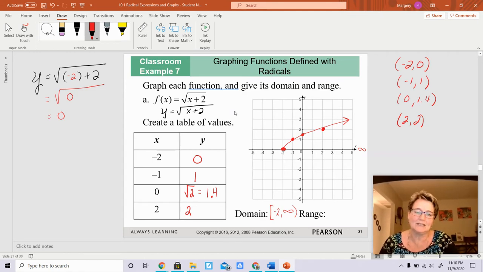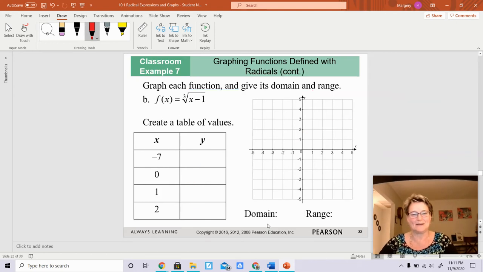Now the range starts at 0. This is the range. This is the y-axis, and it starts here at 0. So it starts at 0, and 0 is part of the range. However, it also goes upward. As this is going, the y values are increasing. So it's going towards the positive y-axis. So there's your range and your domain. Let's do the next one.